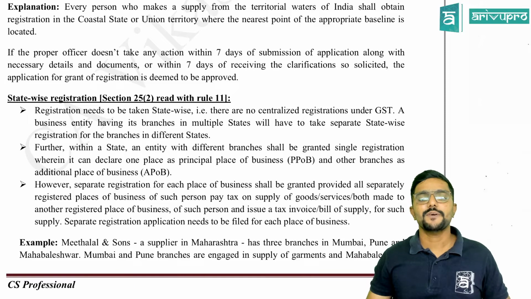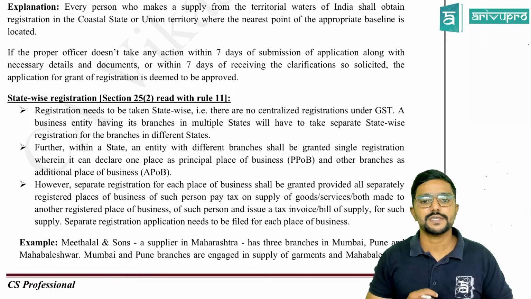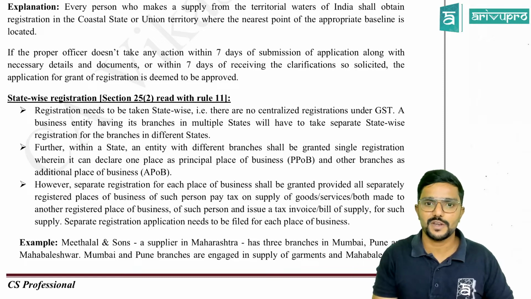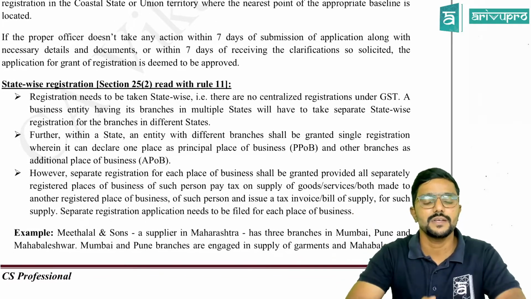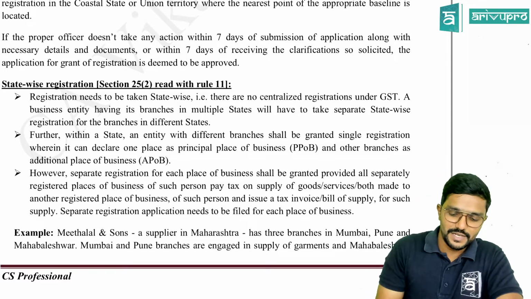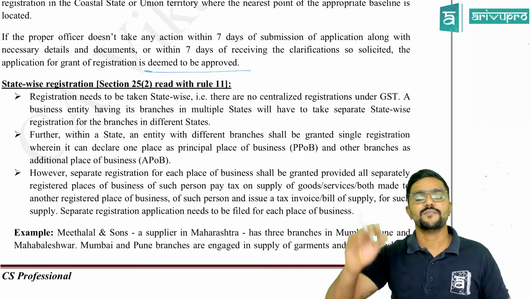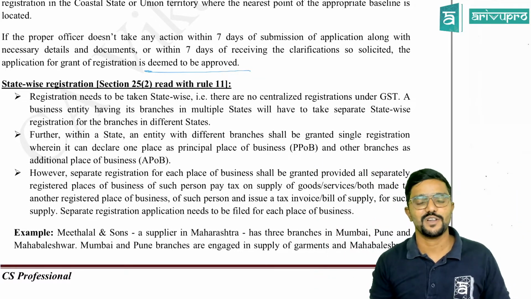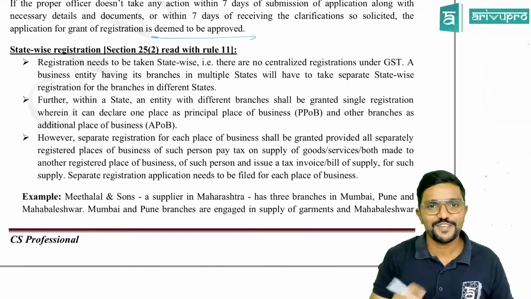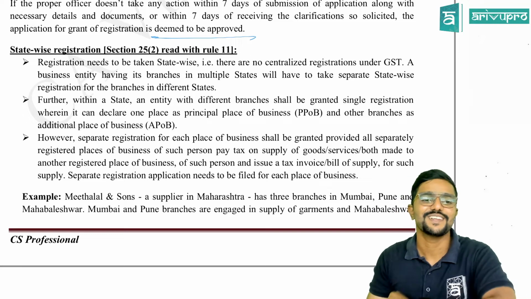If a proper officer doesn't take any action within 7 days of submission of the application along with necessary details and documents, or within 7 days of receiving the clarification so solicited, that is, after receiving the reply, the application for grant of registration is deemed to be approved. If the proper officer doesn't say anything, it is deemed to be approved. I am registered from the 8th day. That's all. Thank you for registering me.